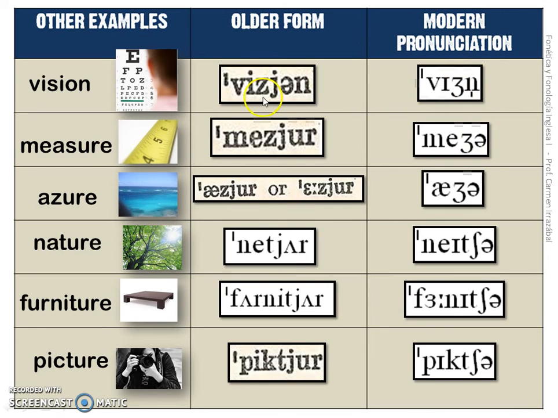As you can see, we have cases of coalescent assimilation once more. The voiced alveolar fricative coalesced with the palatal semivowel and gave birth to a voiced palatal fricative sound, vision. In the case of nature, we see a more complete case of coalescent assimilation. The alveolar plosive coalesced with the palatal semivowel and gave birth to a palato-alveolar affricate.